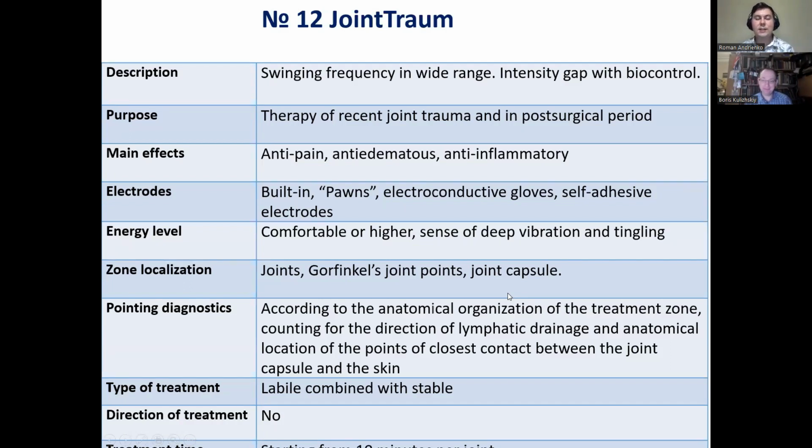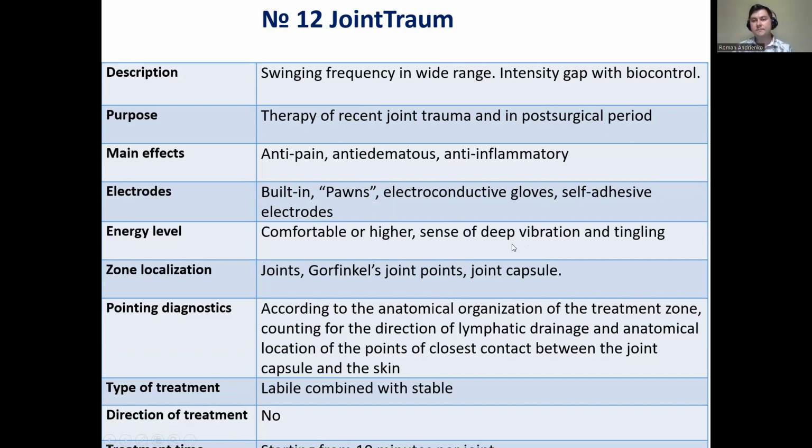Next one, number 12, joint trauma. Again, a self-explanatory name. This was one of our goals when we created the presets, so that you will immediately have an idea what this preset is good for. This one is designed for therapy of recent joint trauma and for therapy of joints in the post-surgical period. It utilizes any kind of electrodes. Again, comfortable energy level or higher.